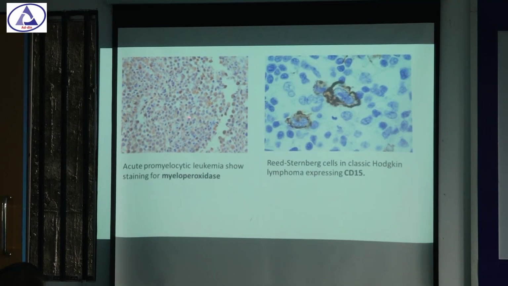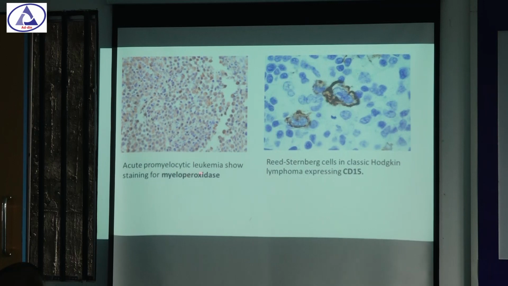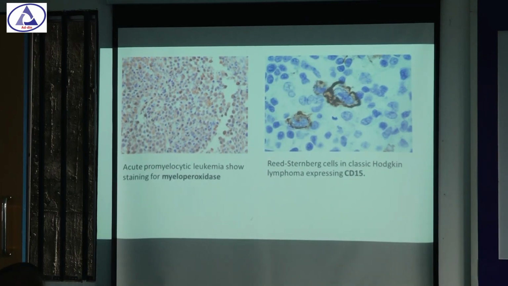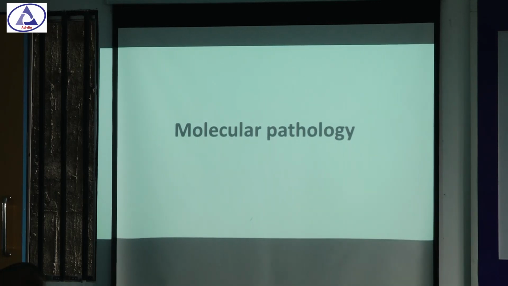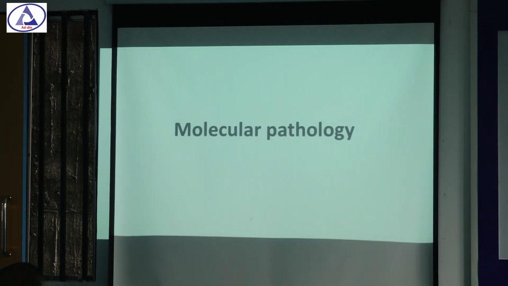And in this picture, it is an acute promyelocytic leukemia, which is staining positive for myeloperoxidase. Next, very brief about molecular pathology. As I started by saying, morphology is not enough nowadays, we need to do molecular pathology.